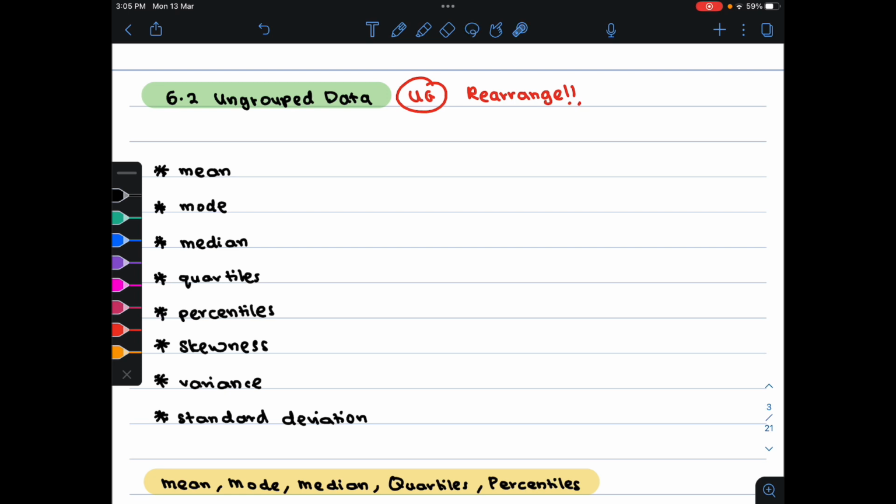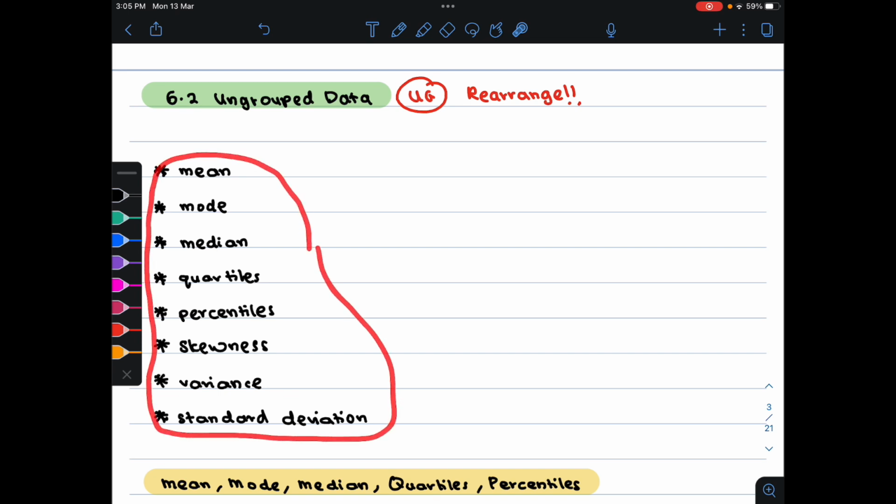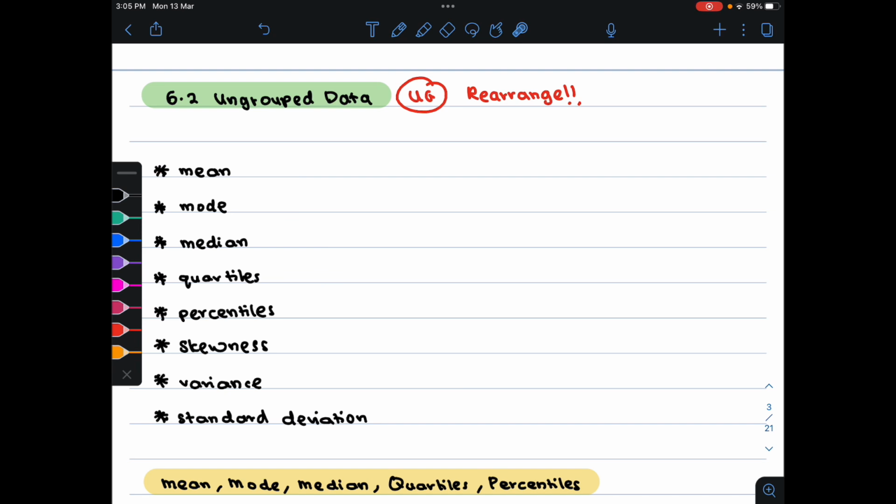And in this subtopic, here are all the things that you will learn in 6.2. The first one is mean. And to find mean, you can use the summation of all your data, which is x. That's why we have sum of x. And then you're going to divide by the total number of your data, which is n. Or the other formula is to use the summation of fx divided by n.